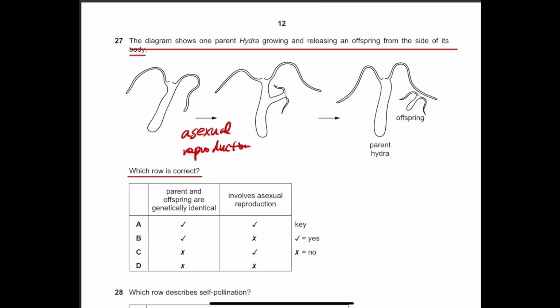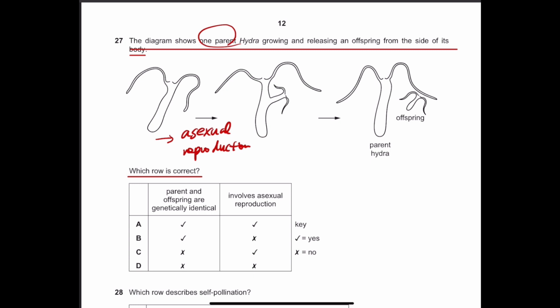I'm certain about this because it's not involving any other parent, right? It's just doing it on its own. And there's no male or female. So it must be asexual. There's no male or female. There's no gender or sex.